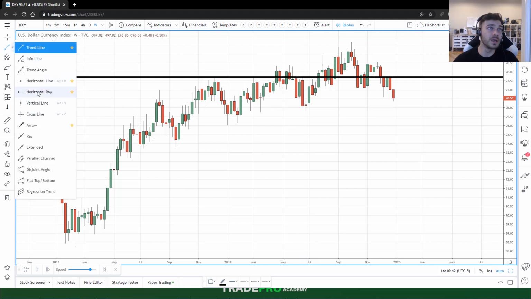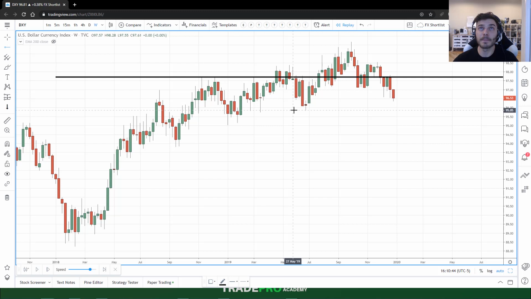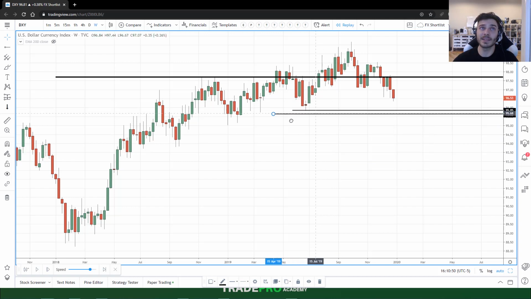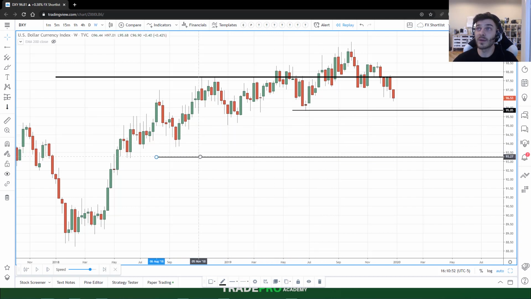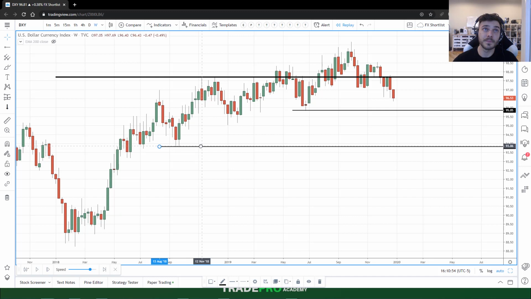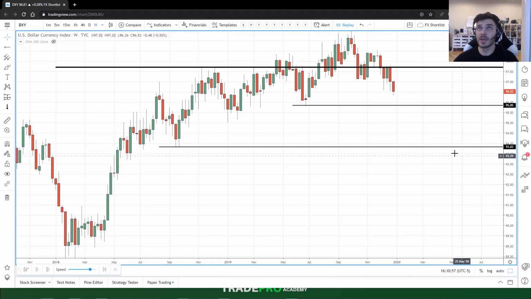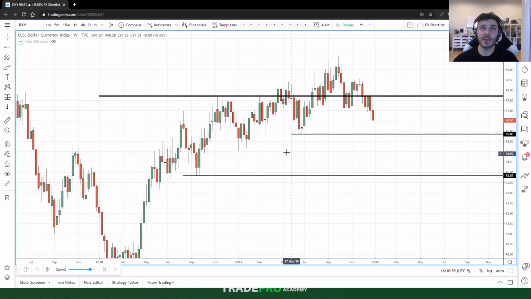Let's go ahead and draw a ray on that. All right, so there's 95.85. And then the next key zone I see here is actually right around these 94s. All right, there's our 94s. And you can also argue that there is a zone right around 95, so we can draw that in there as well.